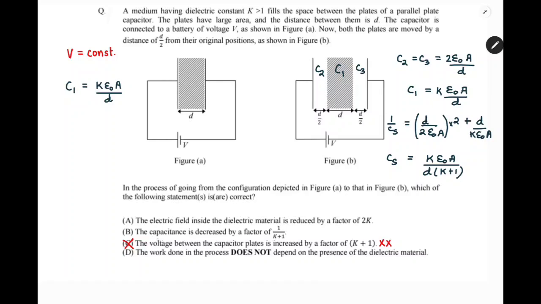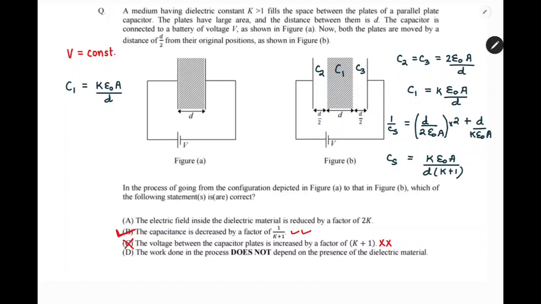So capacitance is decreased by a factor of K plus 1. Initially it was K epsilon naught A by D, and now it is K epsilon naught A by D times K plus 1. So it is decreased by a factor of K plus 1, and this option is absolutely correct. So for this particular problem, alternative B is correct, but we still need to check options A and D.